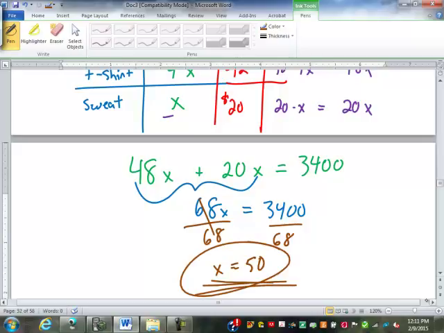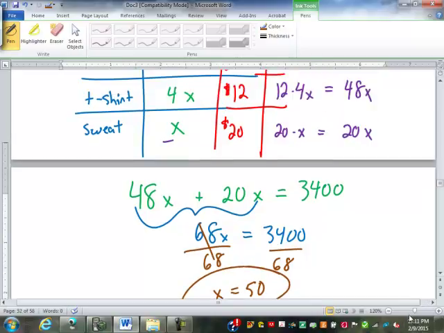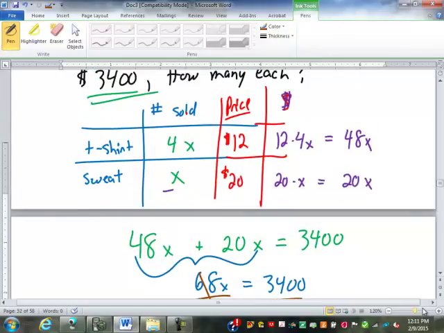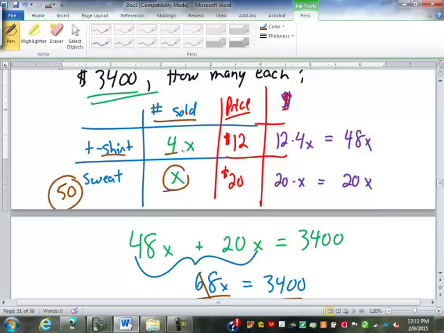We have to remember what x equals. This is why I always write down what x is before I start the problem so I don't get to the end and forget. X was the number of sweatshirts sold. That's 50 sweatshirts sold. T-shirts were 4 times x, so 4 times 50 is 200. There's 200 t-shirts sold.